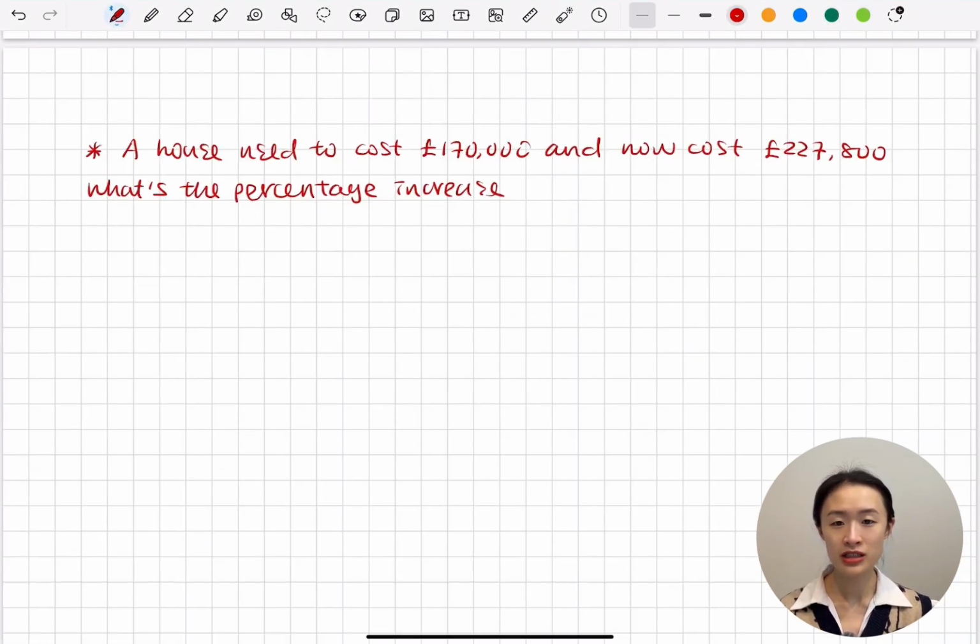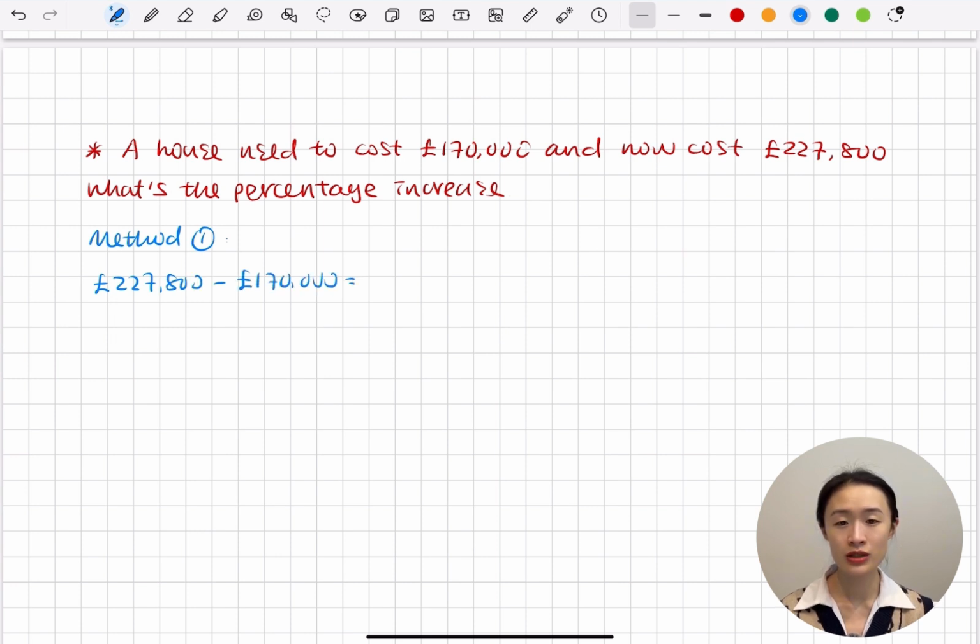So now I'm given the starting point and then the ending point. I needed to find out the percentage change. A house that used to cost £170,000 and now it costs £227,800. So what we needed to find is the percentage increase. Then again, there are two different methods. Method number one, what you would do is you will find the amount that has been increased.